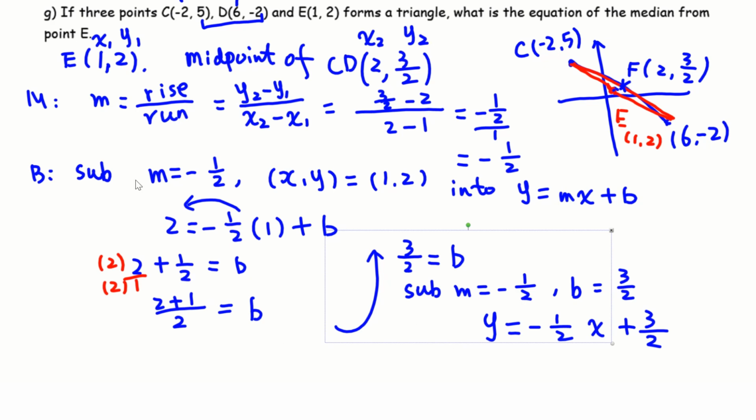The important thing is you need to see from which point the median is. Then you find the midpoint of the opposite side. The opposite side is CD. Find the CD midpoint, then use point E and the midpoint of the opposite side to find the equation of the line, the median. So find the slope first, then find b, the y-intercept, then write the statement. Okay, this is for the median.